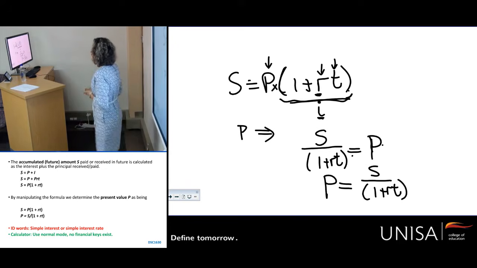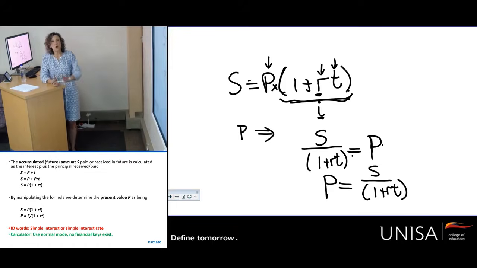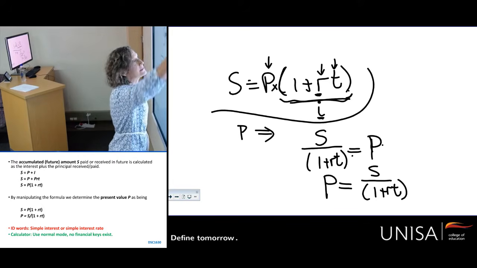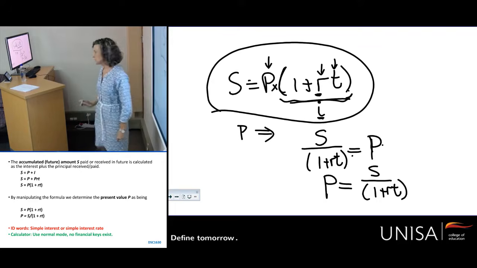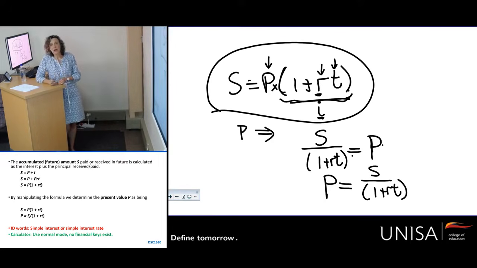Right, now how would I know if I'm working with simple interest or when I need to use that specific formula? We look for what we call the ID words. As we go along, you will every time see I would emphasize the ID words that we use. So in this instance, the moment you see the words simple interest or simple interest rate, you don't think further, you write down your formula S equals P(1 + RT), because we're working with simple interest. As we go along into the next sections and the other videos, you will see we get different types of interest calculations that we're going to use.